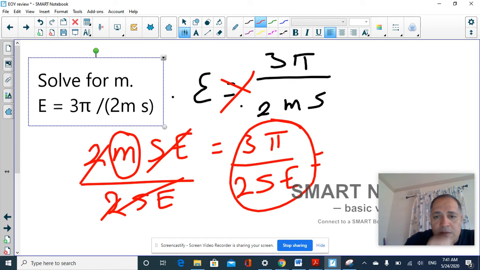Okay? So it means solve for m or x or y or z or s. It means you have to separate this variable on one side and the other variables on the other side.